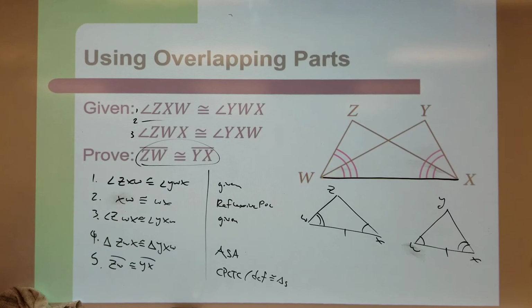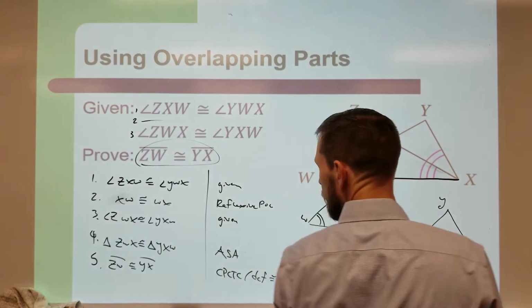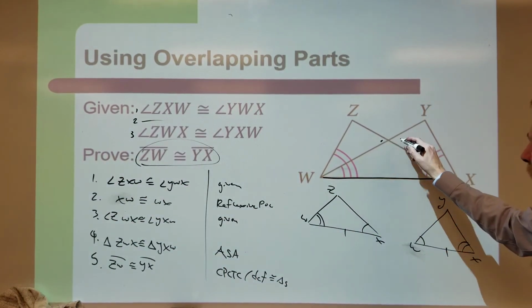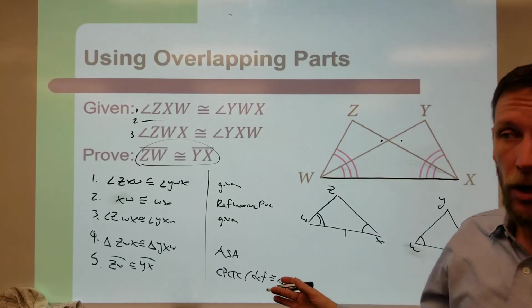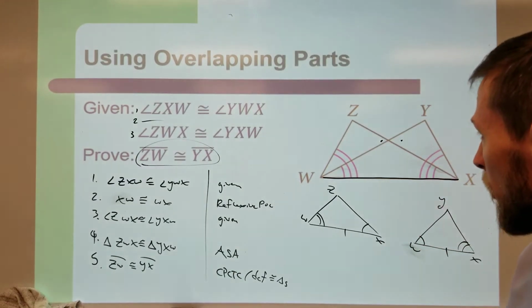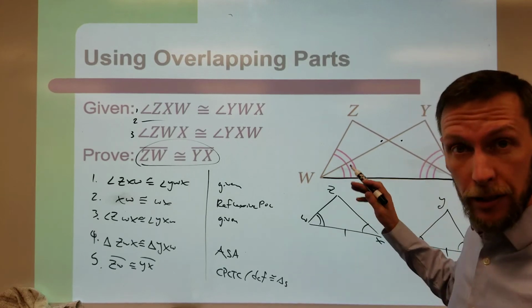So that's the goal, to make sure that we can go ahead and prove that those segments are congruent. Some of us, if we are haphazardly trying to do this, are going to talk about vertical angles being congruent and other unnecessary things, and that's not necessary here.